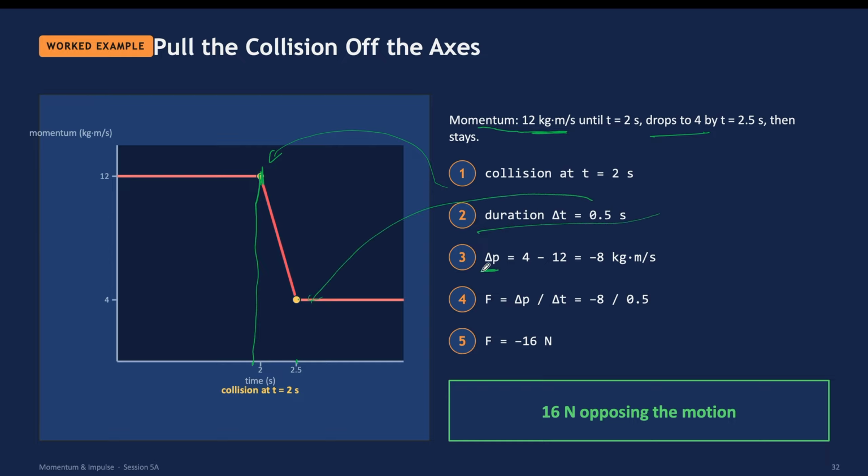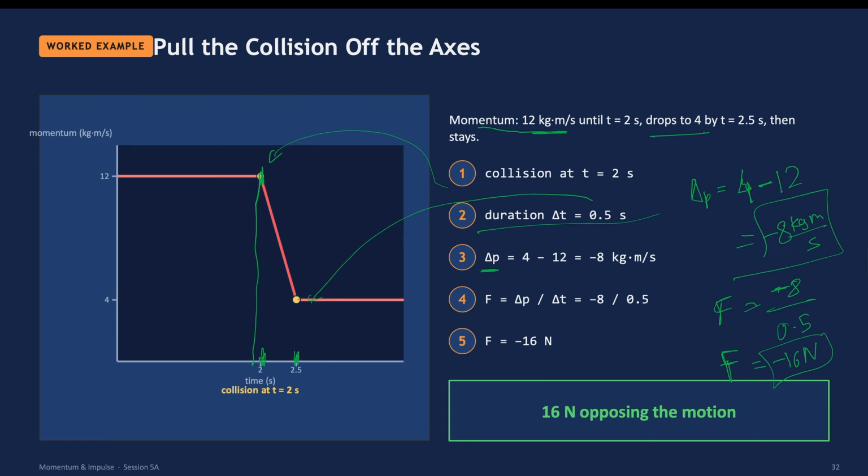So change in P, or change in momentum, is momentum final, which is 4, minus momentum initial, which is 12. So negative 8 kg meter per second. Okay? Then your force is equal to your delta P, so negative 8 over your time, where that changes, which is 0.5. So your force is about negative 16 newtons.